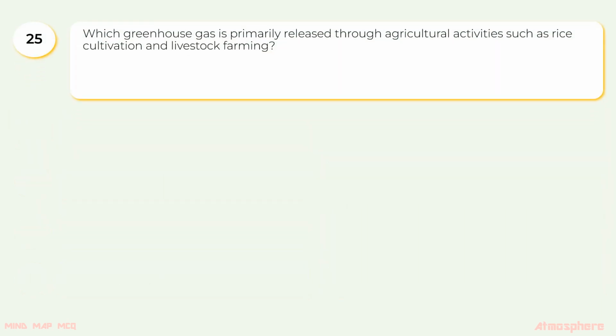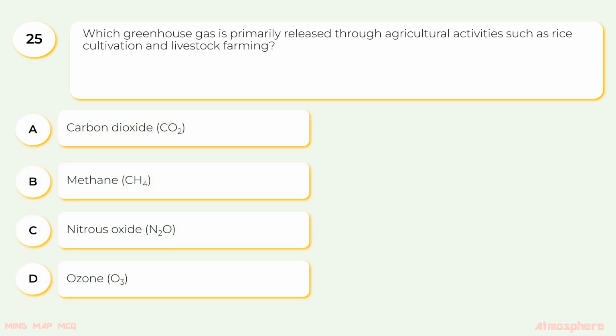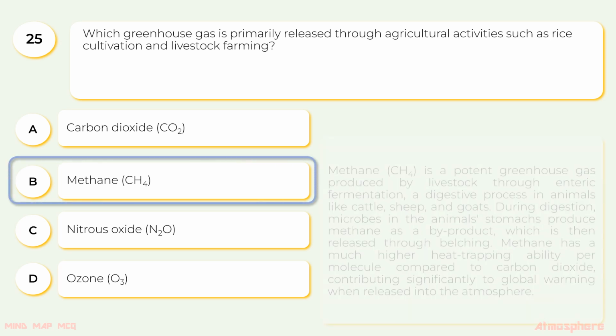25. Which greenhouse gas is primarily released through agricultural activities such as rice cultivation and livestock farming? The options are A. Carbon dioxide, B. Methane, C. Nitrous oxide, D. Ozone. The correct option is methane.